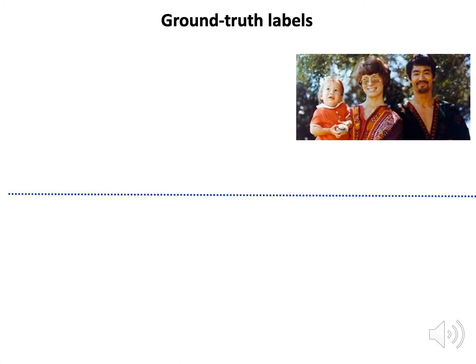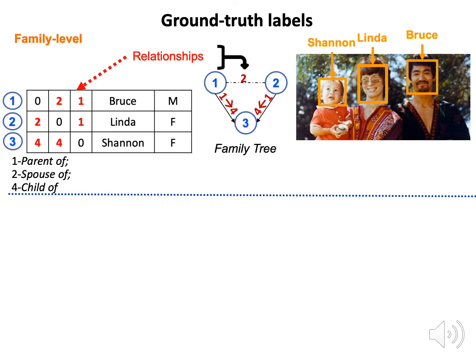Now, let's take a look at how we wanted ground truth labels that can encapsulate the family information in a robust manner. So here, we first identified those that were in the photo. Here we have Shannon, Linda, and Bruce. Then we wanted to capture the family tree.